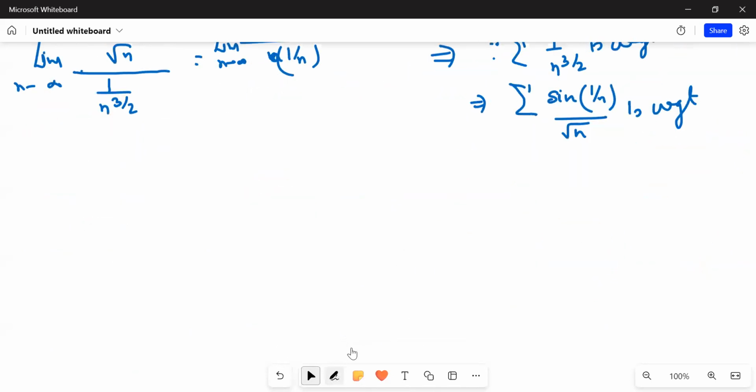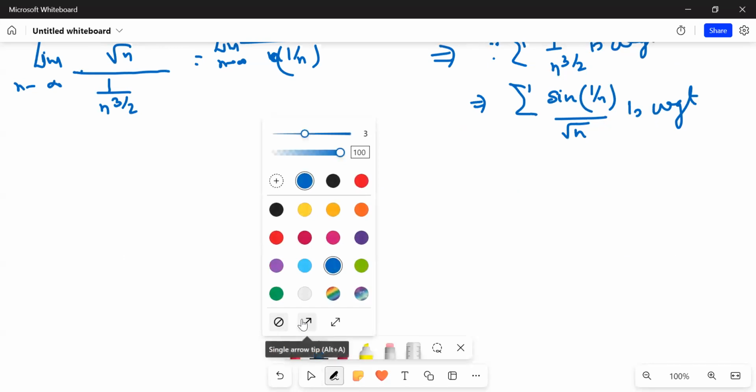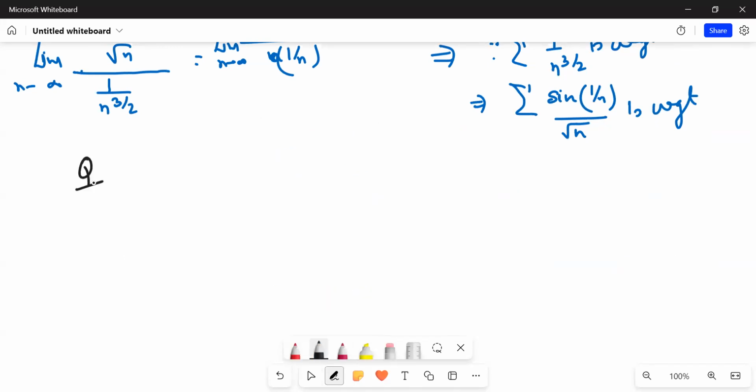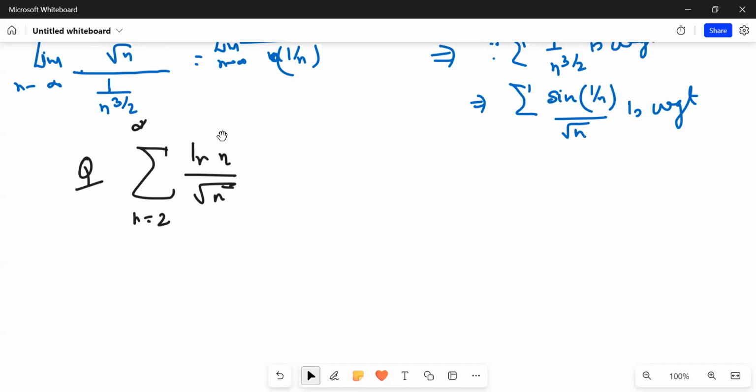Okay, now let us take a few more examples. I know I'm showing a little bit of hastiness, but I hope all these things you can do on your own as well. I just want to show you how to go about these questions. So let us try to do this. What can you say about this particular example? Is it convergent? Is it divergent?